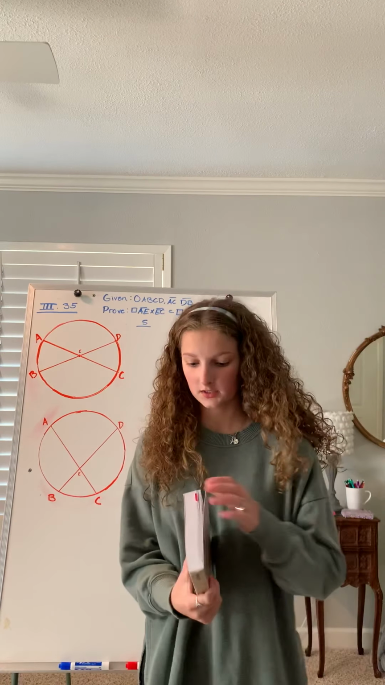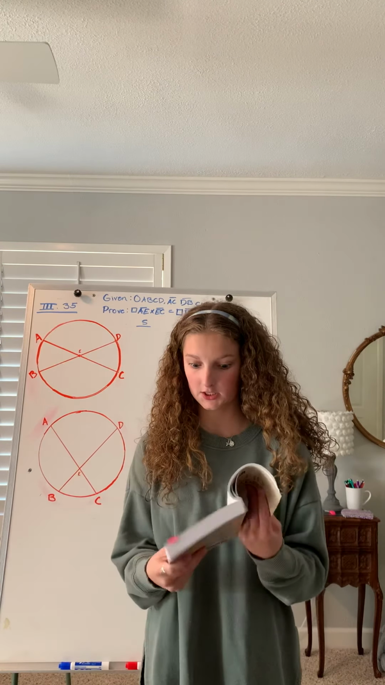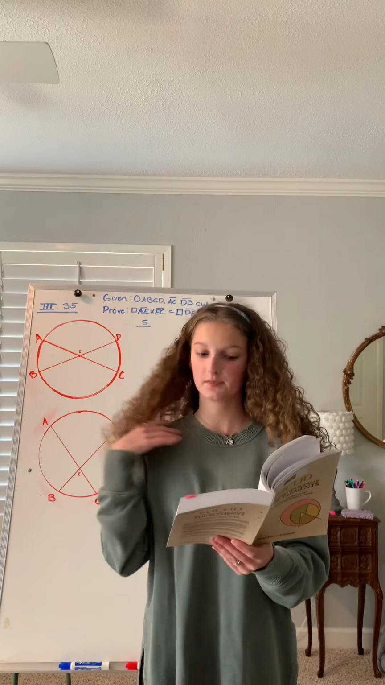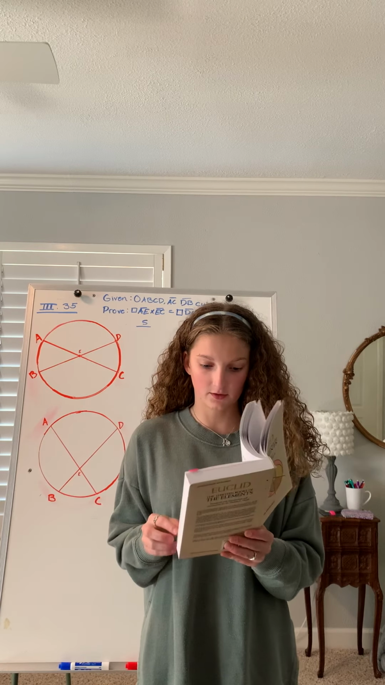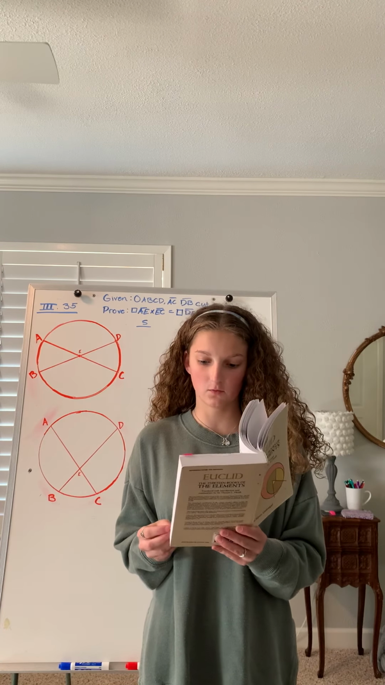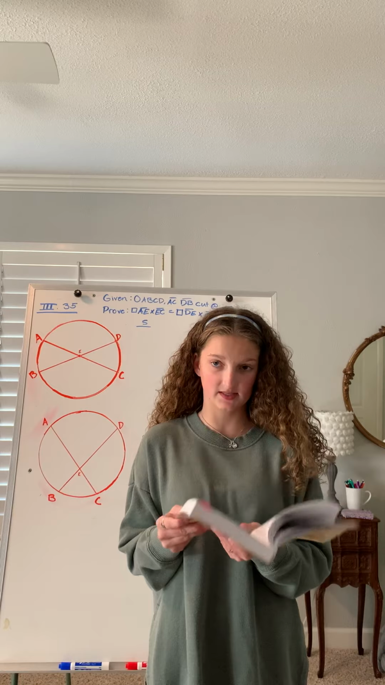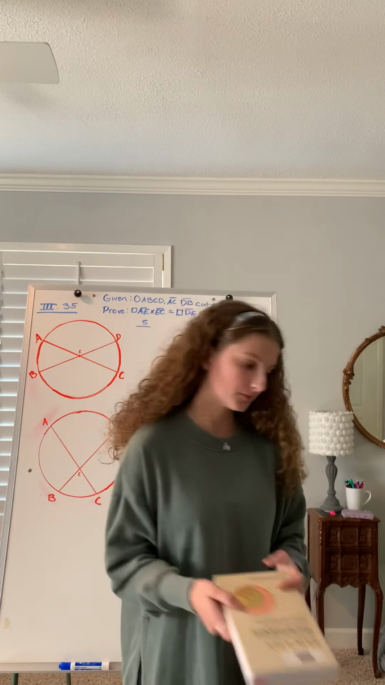To start, we're going to read the enunciation and then we'll get right in it. So, if in a circle two straight lines cut one another, the rectangle contained by the segments of the one is equal to the rectangle contained by the segments of the other.